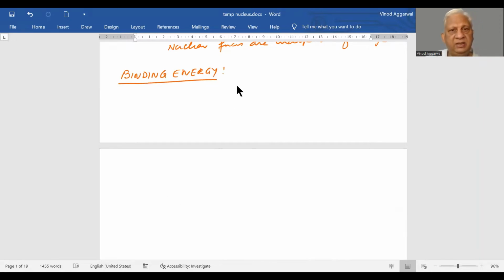An atom is held as a stable unit. And if you want to break it, you need some energy to break it. Now, this energy required to break it is called binding energy. And binding energy, we can find out by doing some mathematics on the rest mass of its constituents.